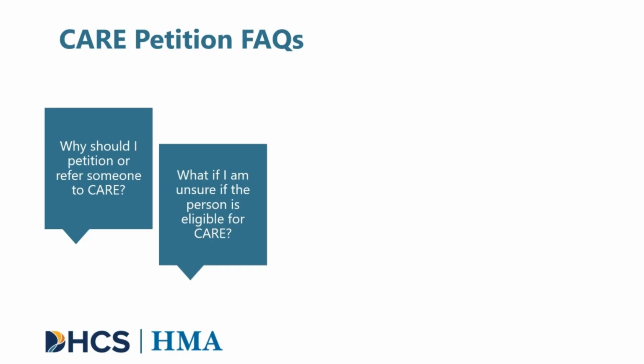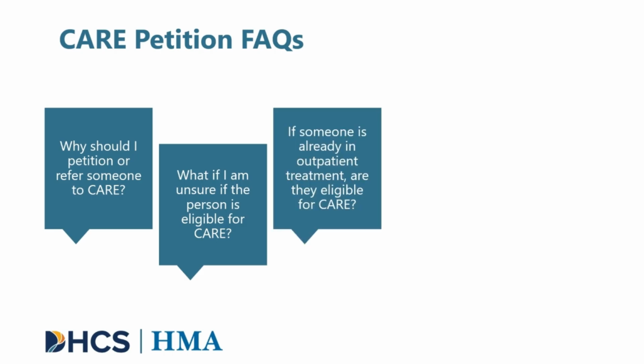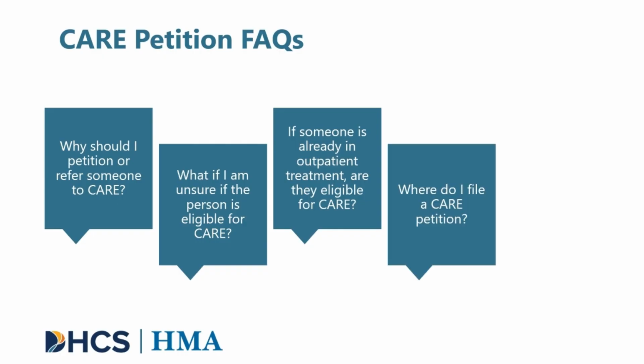What if I am unsure if the person is eligible for CARE? You do not have to know the exact reasons why someone meets eligibility criteria. Just explain that you believe that they do meet that criteria. Although the petitioner may not know the exact diagnosis, for example, the petitioner is attesting that they believe that the respondent has an eligible diagnosis. If someone is already in outpatient treatment, are they eligible for CARE? Yes. A person is potentially eligible if they are not clinically stabilized, whether or not they are in ongoing voluntary treatment.